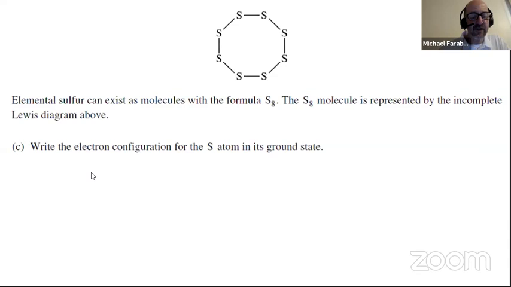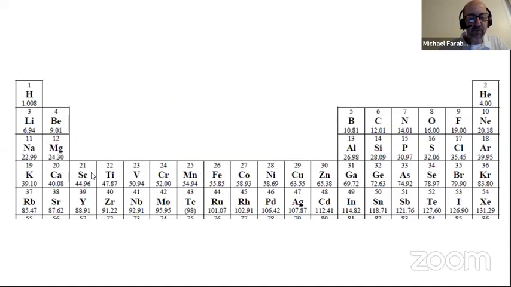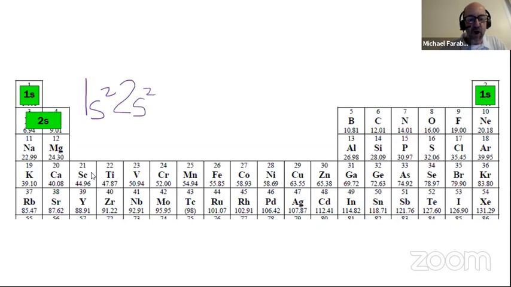Write the electron configuration for the sulfur atom in its ground state. Let me remind you about electron configurations. We have hydrogen and helium, and that's 1s. So if I was just going to write the electron configuration for helium, it'd be 1s2. Then we get to the second row of the periodic table. So lithium and beryllium, that would be 2s. If I was going to write the electron configuration for beryllium, I would say 1s2, 2s2. If I had to go on to boron, it would be 2p.